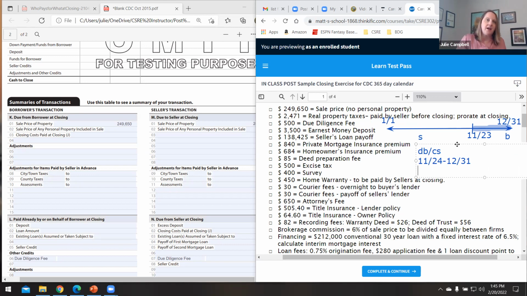They start paying taxes tomorrow, which is November 24th, 25th, 26th, 27, 28, 29, and 30. There's 30 days in November. So they owe for 7 days in November plus 31 days in December. The buyer owes the seller for 38 days. Any questions on how I got 38 days? I actually counted on my fingers. No shame whatsoever.